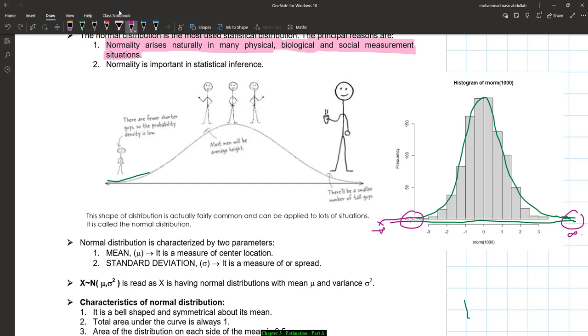The peak here is called the mean. This is the mean, x bar if you are taking from a sample, and mu if from the population.